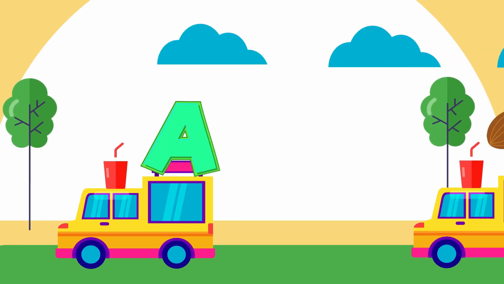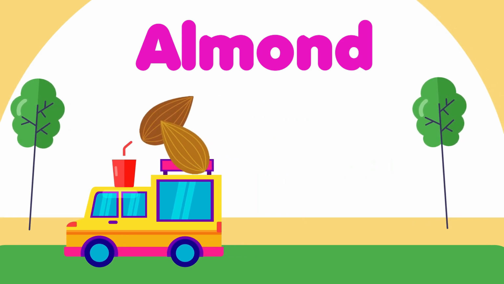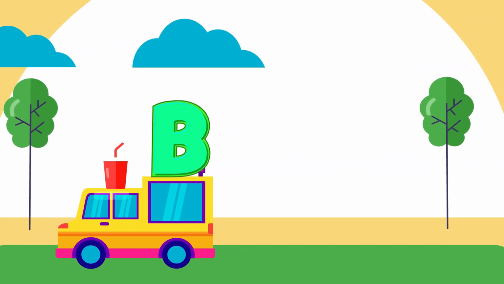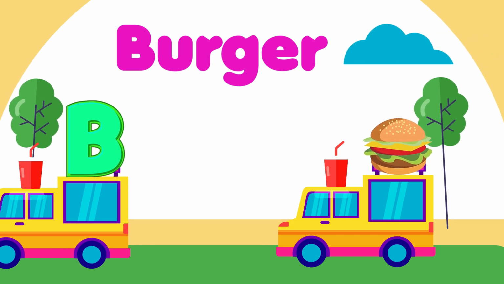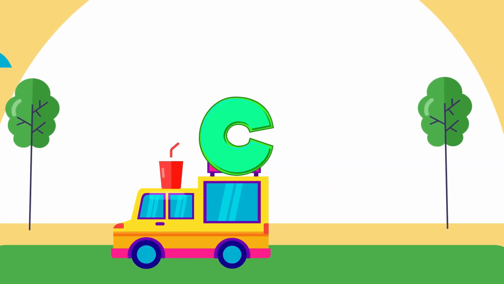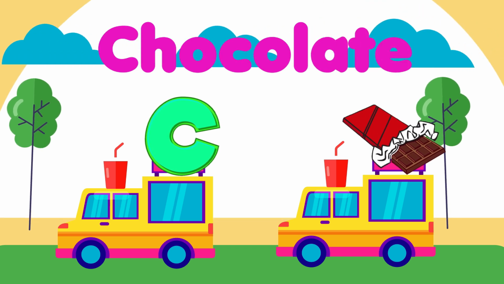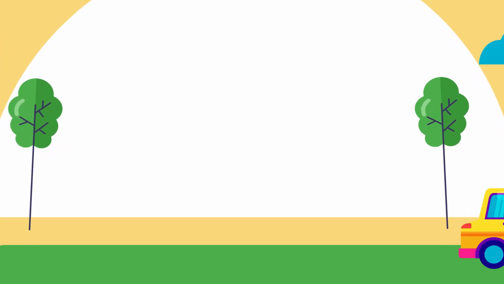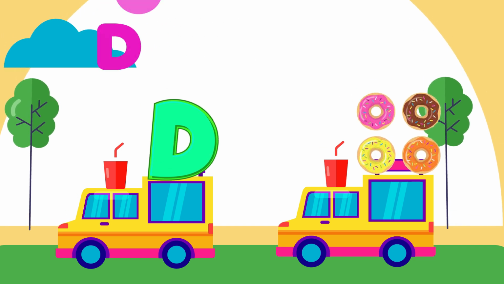A for Alpen Joy. B for Burger. D for donut.